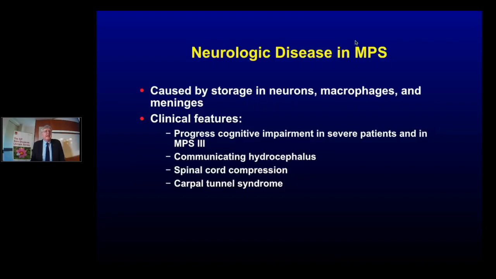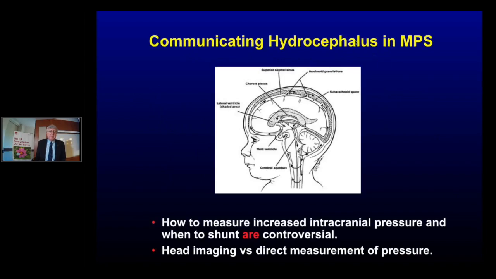We also see a communicating hydrocephalus that's unique for pediatric patients, since most hydrocephalus in pediatric patients is obstructive. In this case, it is communicating. We see spinal cord compression due to thickening of the dura, and we also have carpal tunnel syndrome involvement, which is a very unusual pediatric problem, but when you see it in pediatrics, it's almost always associated with the MPS patient. So here's an example of communicating hydrocephalus.